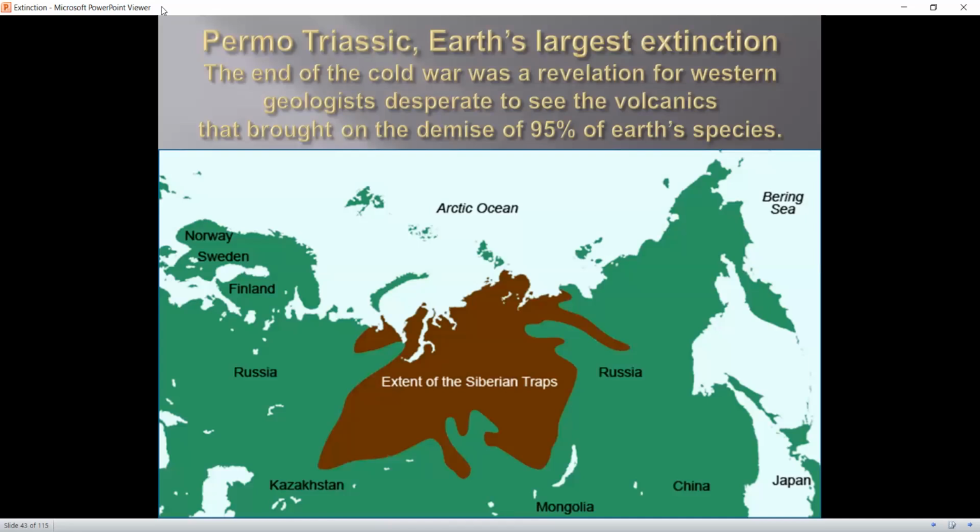The Siberian Traps, which are responsible for the Permo-Triassic disaster, were firmly inside Russia, and we had to wait till the end of the Cold War to get in there. It was really a gold rush. Everybody wanted to get in there and see these things. The extent of the Siberian Traps, just like the Columbia River basalts, is huge. And there's pretty good evidence that when they erupted, they not only corrupted the air, but they also corrupted the chemistry of the oceans themselves. So everybody kind of took a hit there.